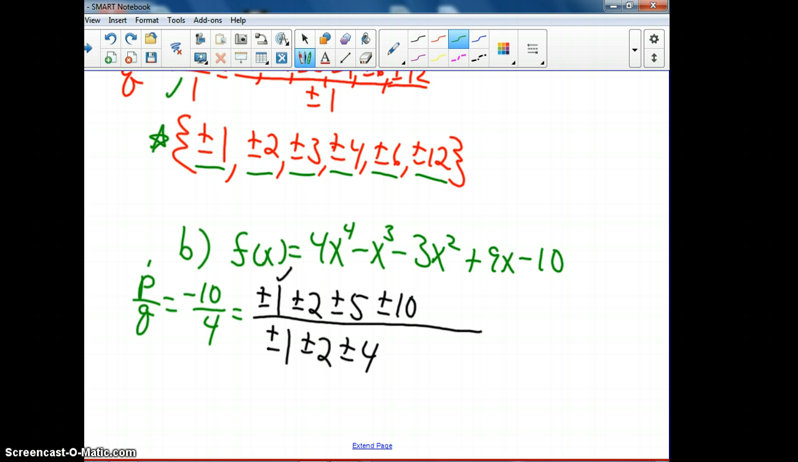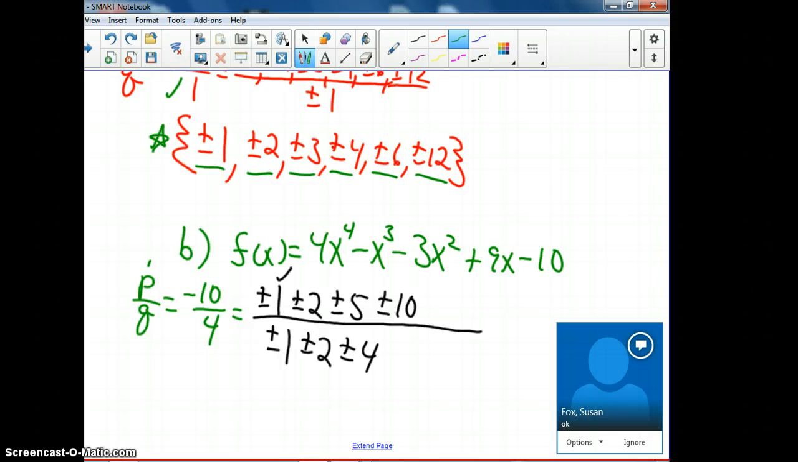Now here for B, we've got the same situation. What are the possible zeros? Here's what you got. You got p over q. The p is negative 10, over the q, which is 4. Now tell me, what two numbers multiplied together give you positive 10, I'm sorry, give you negative 10? You see the answer is plus or minus 1, plus or minus 2, plus or minus 5, and plus or minus 10. Is everybody good so far?